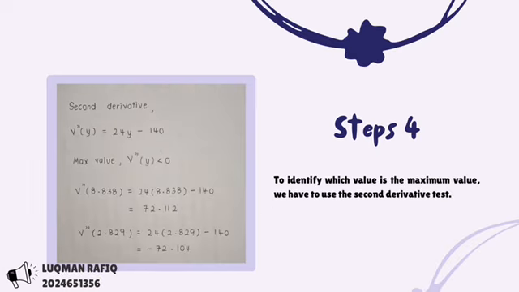Next, to identify which value is the maximum, we have to use the second derivative test. After differentiating the equation once again, we will get V double prime equals 24y minus 140. Then, we have to substitute the variable with each value. The first value we will get is 72.112 and the second one we will get is negative 72.104.